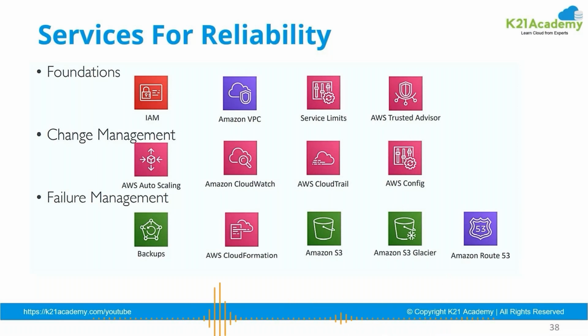For backups, you can use S3 buckets to keep the archival. To save money, you can use Glacier. Route 53 is what I have explained to you for doing the failure management. If the primary fails, the traffic will be redirected to the secondary load balancer in another region. So these are the various services that you can use for reliability.